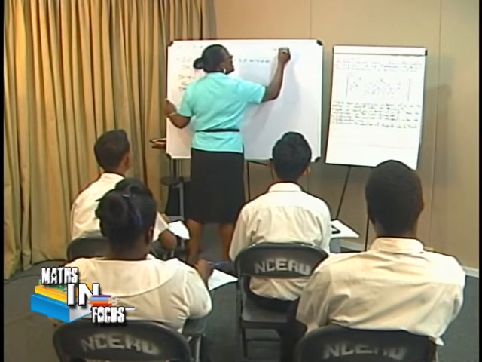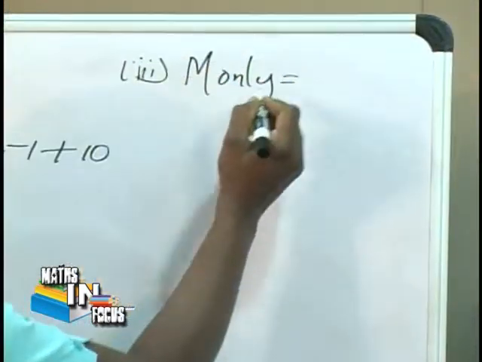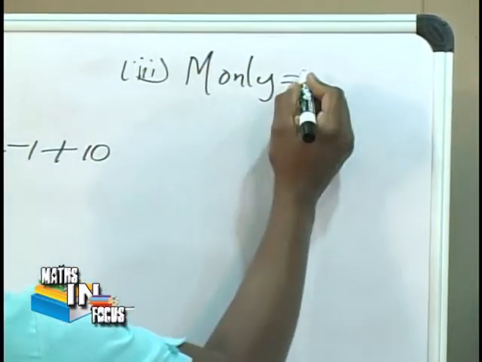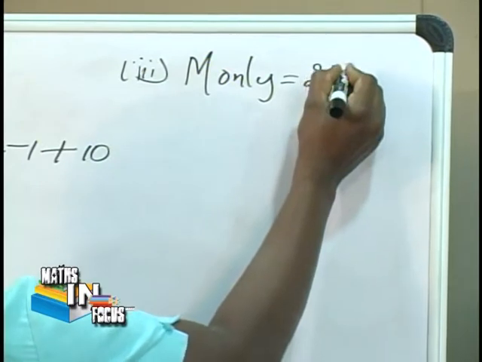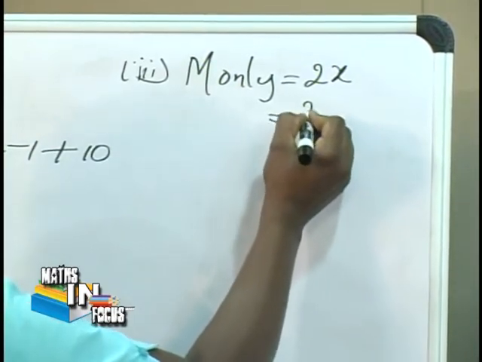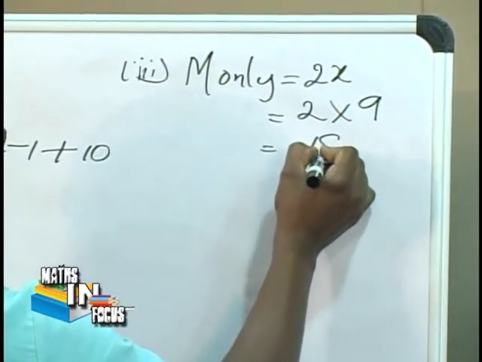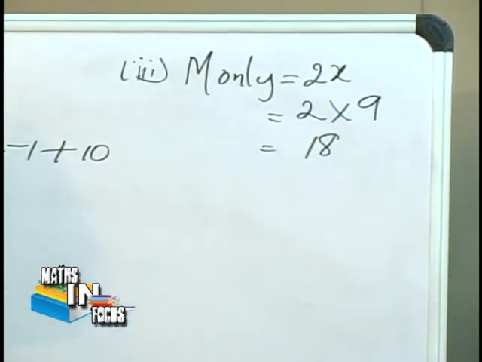They want M only. And when we look in the region M only, what do we see? 2x. Do we have a value for x? What is it? 9. So we're going to substitute 2 multiplied by 9, and 2 9s are 18. So there are 18 students who study mathematics alone.